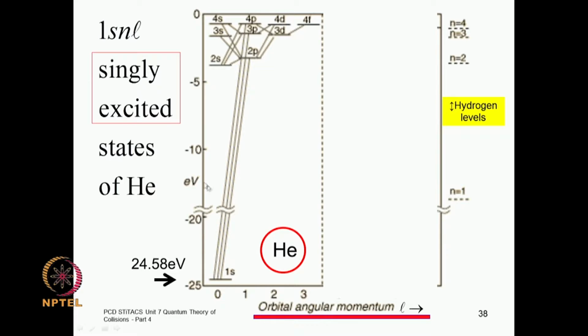So, here you have 2 electrons and these are the singly excited states of the helium atom. So, you have got 1 electron in the 1s and then the second can go into the 2s or the 3s or the 4s, or it can also go into the 2p, 3p, 4p or 3d, 4d, 4f and so on. So, as you go from left to right in this diagram, you are going to higher orbital angular momentum states. So, L equal to 0, L equal to 1, 2, 3 and so on.